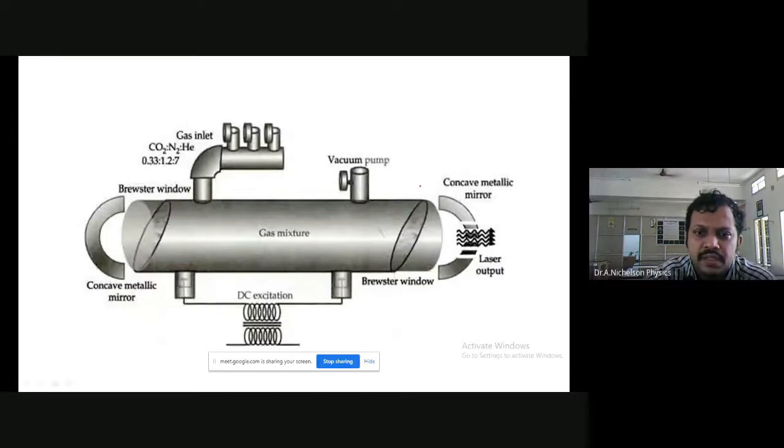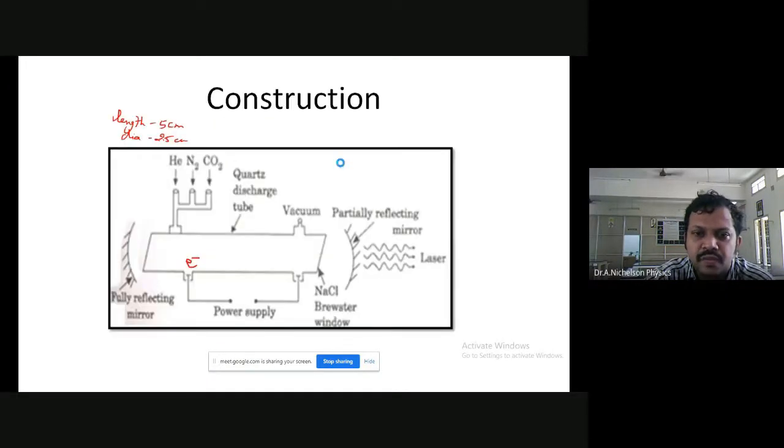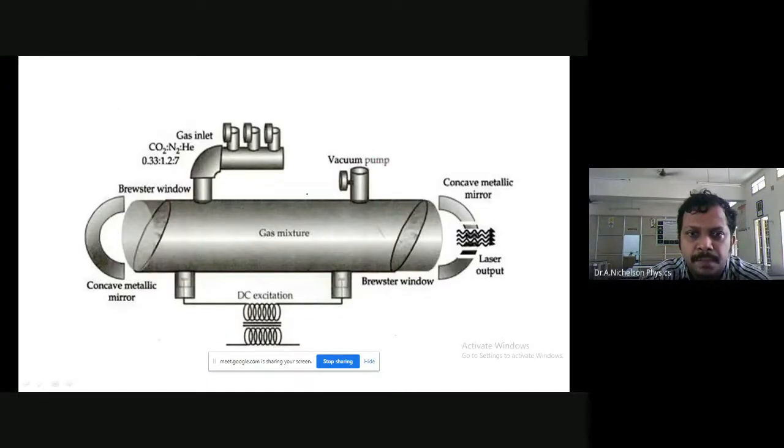Okay, so this is another diagram. No need to draw this. It's somewhat a three-dimensional view, so you can draw only the two-dimensional one. This diagram is enough. This is for your further understanding. I have provided this diagram. So you have a small tube, the gas mixture that is entered to this provision, and you have the vacuum pump. Here you have the DC power supply, and this is a mirror. The same, right?